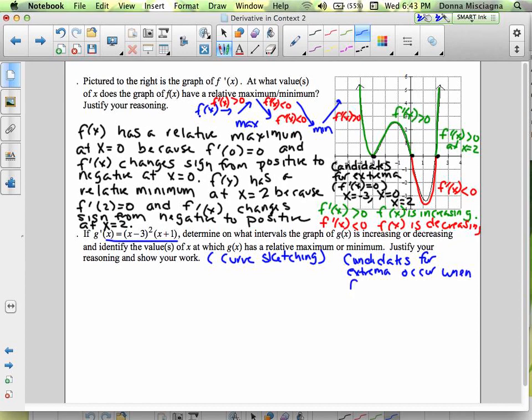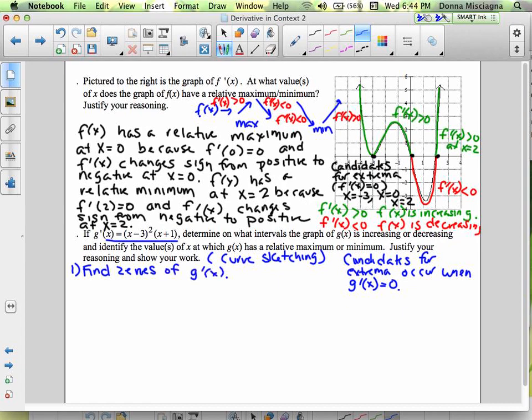Or excuse me, when f prime of x equals 0. Actually, sorry, this is g of x, g prime of x equals 0. All right, so that means that we need to find the zeros. My first step is to find the zeros of g prime of x, of the derivative.